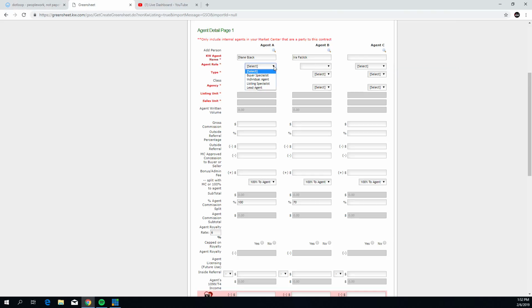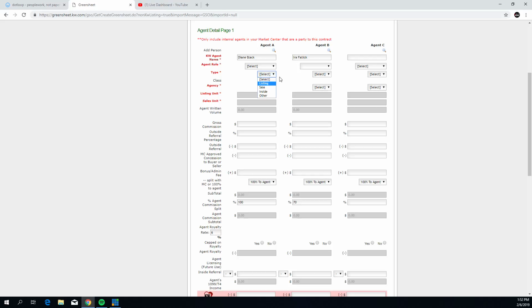Agent role is going to ask you, usually you're the buyer specialist or the listing specialist. If you are the head of a team, you can put yourself in as lead agent. Type, the listing, is it a sale? I've never known what inside was in.